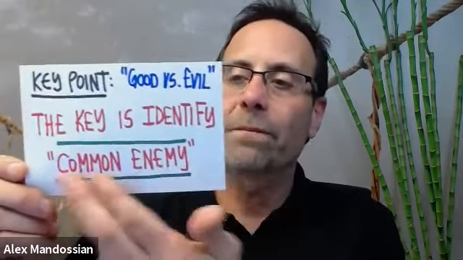The key point is good versus evil. The key is to identify this common enemy. And the common enemy can be time. It can be mindset. It could be a mishire, hiring the wrong person. That could be a common enemy. A common enemy could be a company that's stealing intellectual property from you. In my case, it's the traditional publisher.